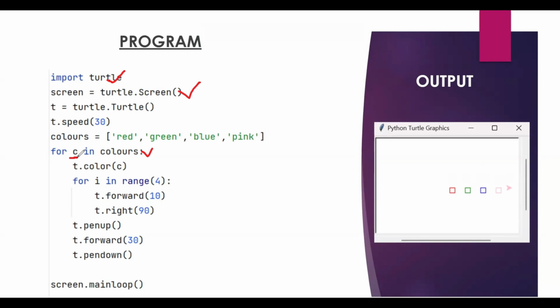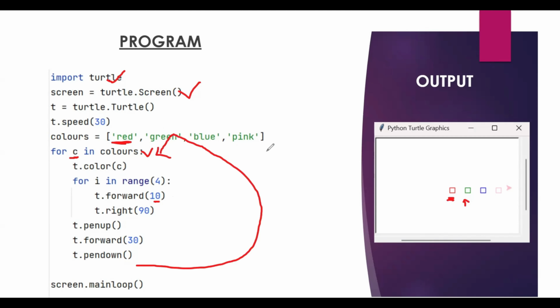Initially the variable c will be red, the first item in the list colors. So t dot color c, the T object color will be c, which will be red initially. Now inside the for i in range 4, I'm just drawing a tiny square because the length is 10, right? So it will draw the first square. After that, pen up, I'm adding t dot forward 30 so that it will be moving 30 units forward. After that, pen down, the computer will again draw.